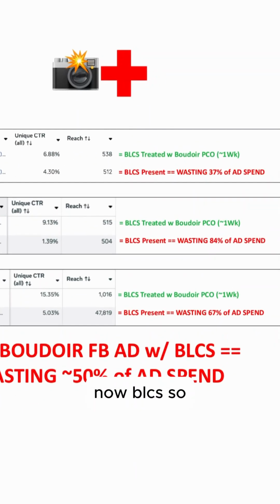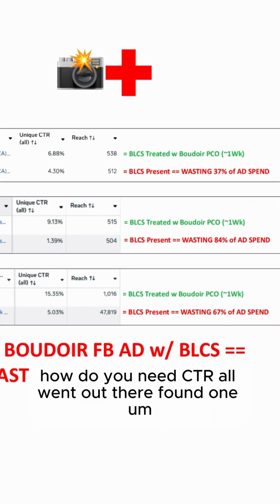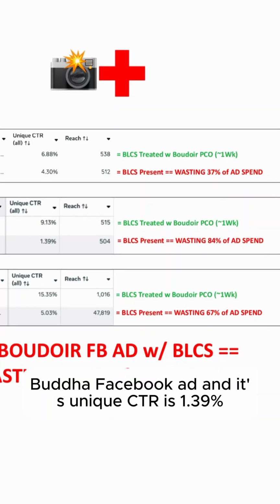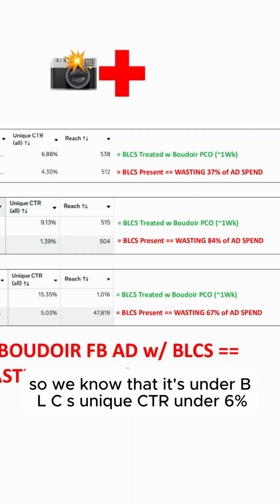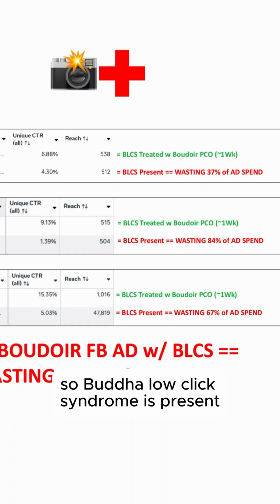Now, BLCS. Next part, residency part 2. Had a unique CTR, went out there, found one: a Boudoir Facebook ad, and its unique CTR is 1.39%. So we know that it's under BLCS. Unique CTR under 6% means BLCS is present, so Boudoir low click syndrome is present.